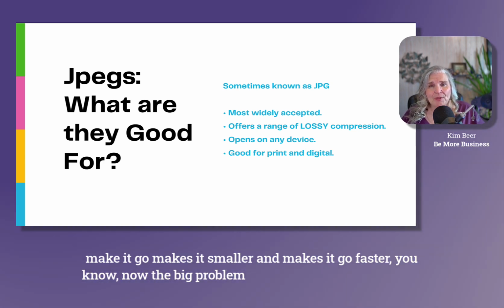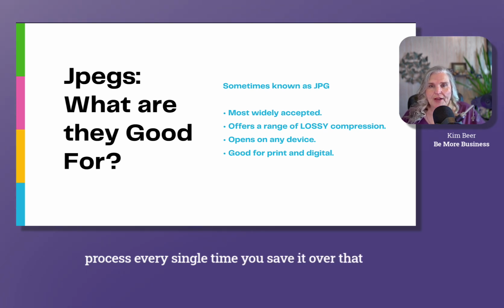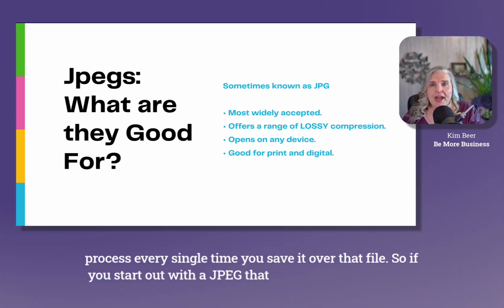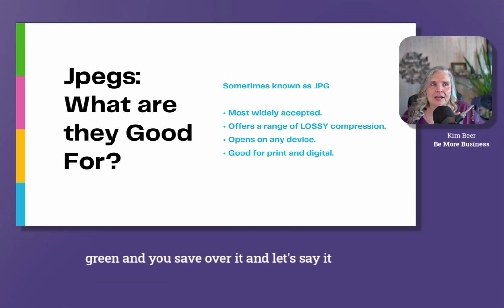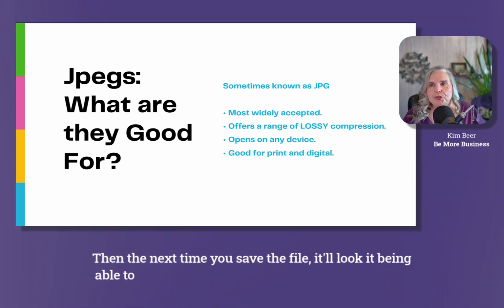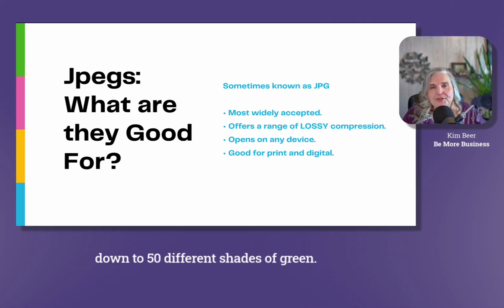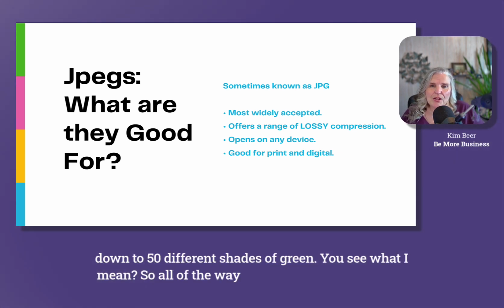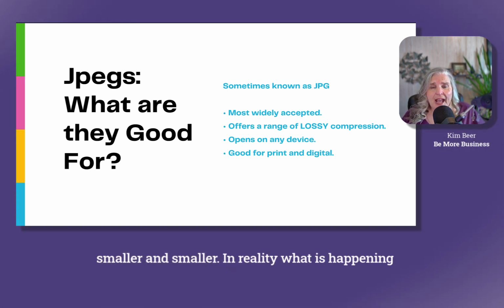Now, the big problem with JPEGs is that it does this process every single time you save over that file. So if you start out with a JPEG that has those 300 shades of green and you save over it, and let's say it reduces those down to 150 shades of green, then the next time you save the file, it'll look at reducing that even further. And maybe you'll go down to 50 different shades of green. Do you see what I mean? All the way down, the file keeps getting smaller and smaller. In reality, what is happening is you're having some degradation of data.